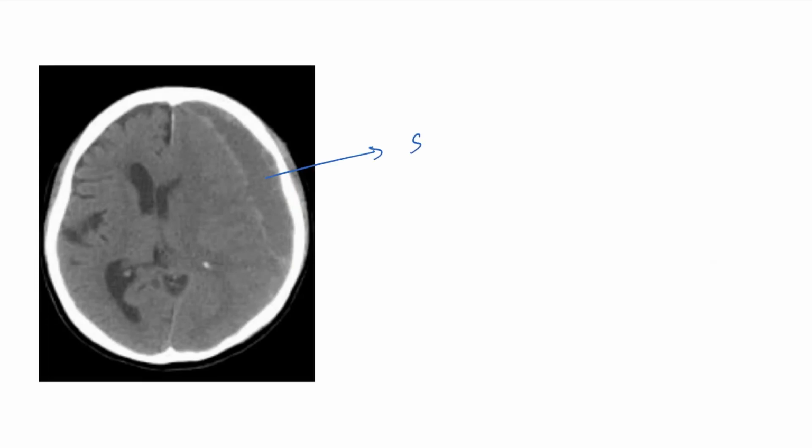Now, this picture shows left subdural hematoma. As you can notice, the shape is semilunar or crescentric, and there is left to right midline shift.